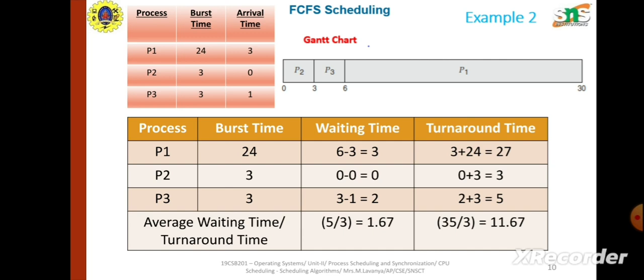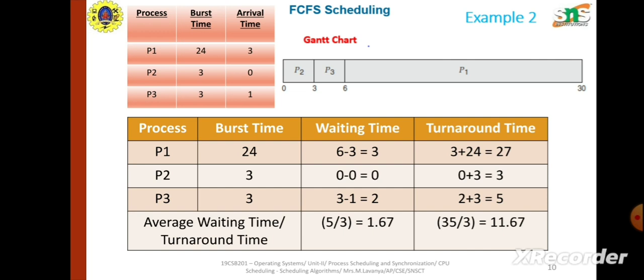So first P2 is completed. Next one which is on the top of the queue is P3. So P3 is next allocated to the CPU. P3 starts at the time of 3 milliseconds and its burst time is 3. So 3 plus 3 equal to 6. 6 is the completion time of process P3. Then after that P1 will be on the top of the FIFO queue. So P1 will be allocated to the CPU. P1 starts at 6 and its total burst time is 24. 6 plus 24 equal to 30. 30 is the completion time of process P1.